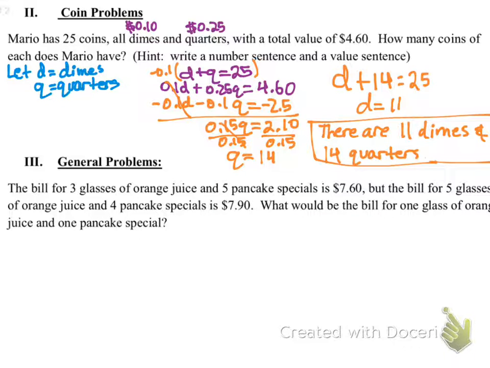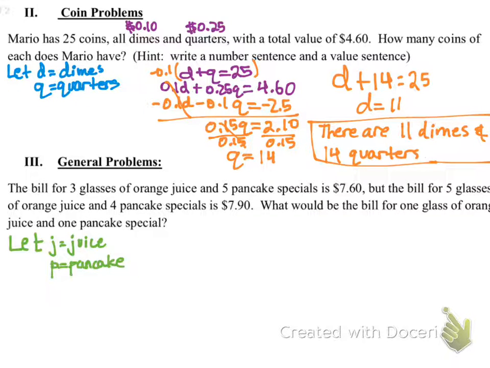Again, the setup is very important. The math, I don't worry about. You guys have shown me that you understand the math. Let's jump down to number 3. It says the bill for 3 glasses of orange juice and 5 pancake specials is $7.60, but the bill for 5 glasses of orange juice and 4 pancake specials is $7.90. What would the bill be for 1 glass of orange juice and 1 pancake special? Let's set the variable first, and then I'm going to have you set up the problem on your own.